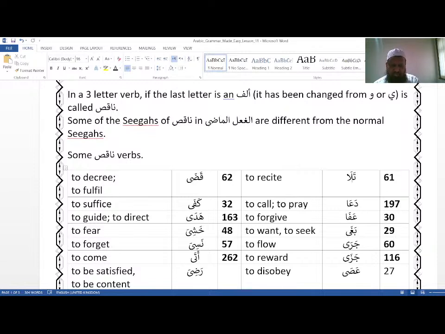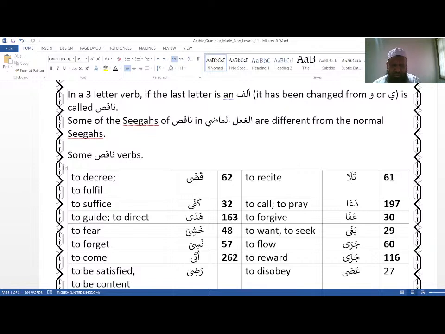So here, the original letter was ya, and it hasn't been changed. It is ya. Nasiya, again, it hasn't been changed. Original letter is ya, the ya remains. أتى. Here it was changed to alif.